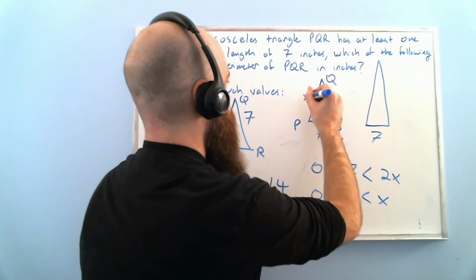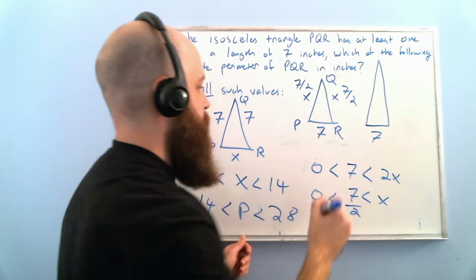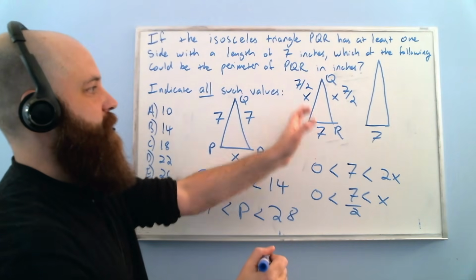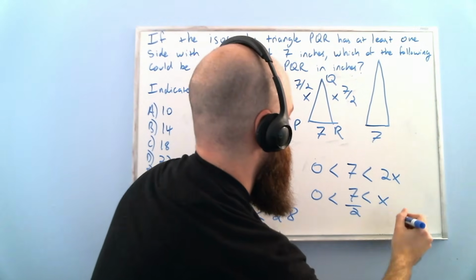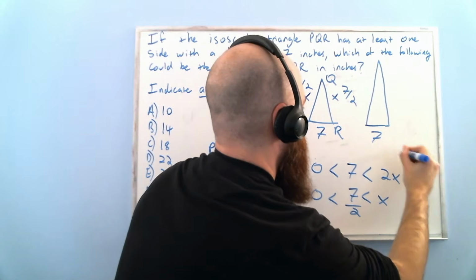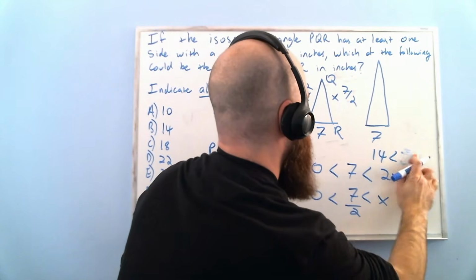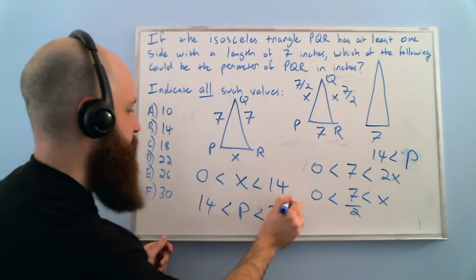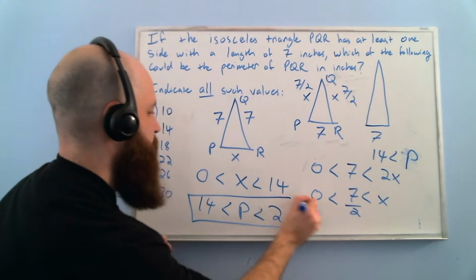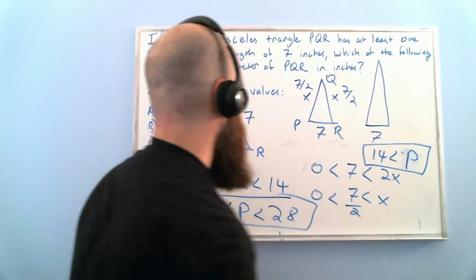Okay, so if the lower limits there are 7 over 2 and 7 over 2, then the lower limit on the perimeter would be, add all those up, I get 14. So the perimeter, P, has to be greater than 14. Okay, so range of possible values for one situation, range of possible values for another.